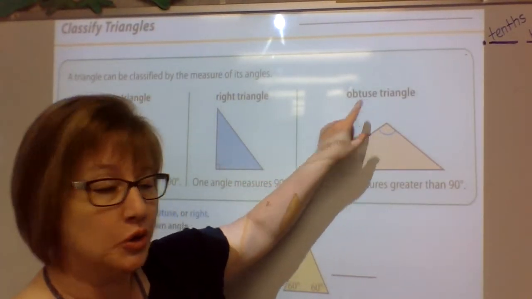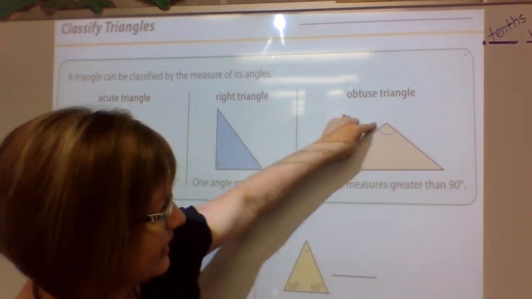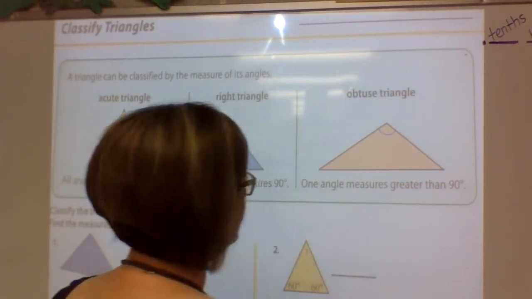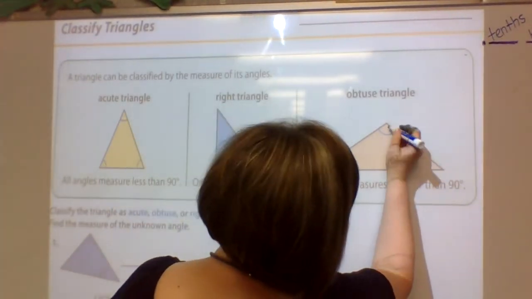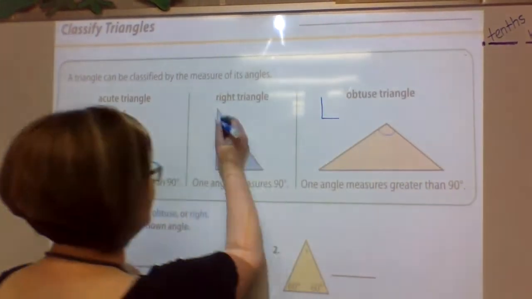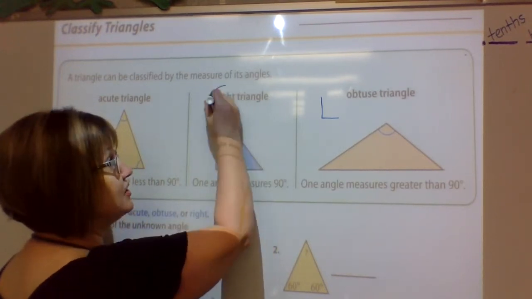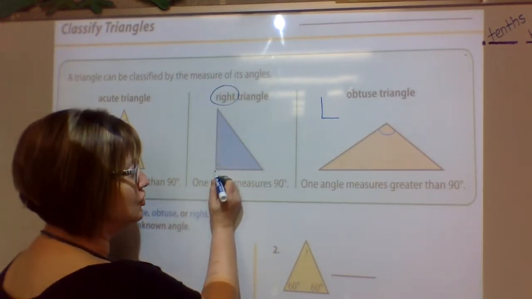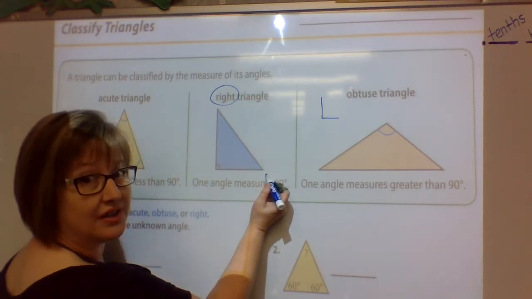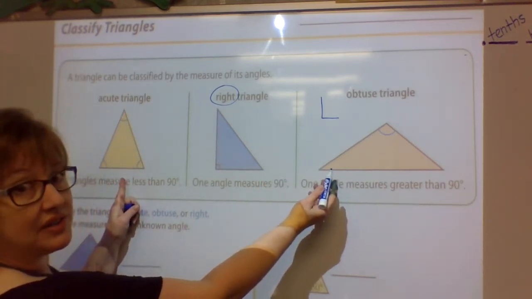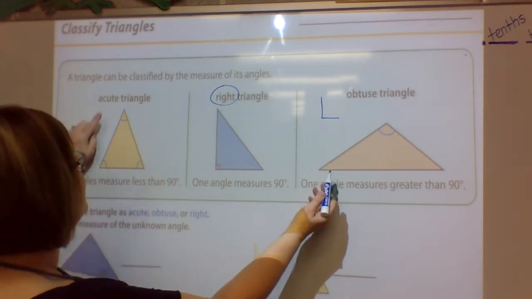The obtuse has one angle that's gigantic, that's greater than 90, right? Remember 90 is the corner, so this would be a 90-degree angle right here. This is a 90-degree angle. And so we call this a right triangle because it has one straight corner edge, 90-degree angle. Neither one of these has a 90-degree angle, so they're not right triangles. Remember we did this the last time?